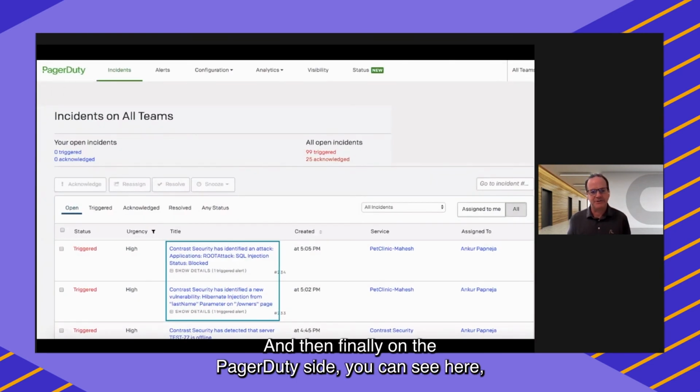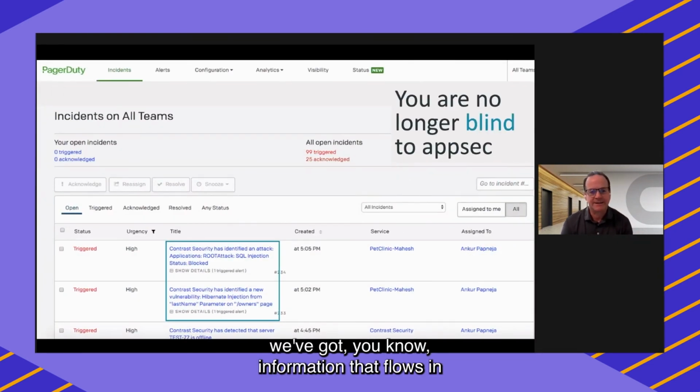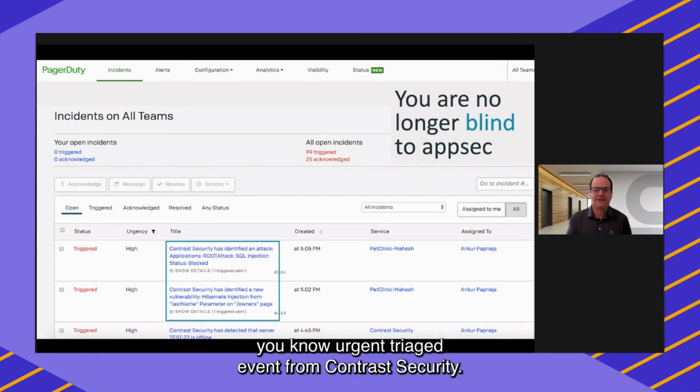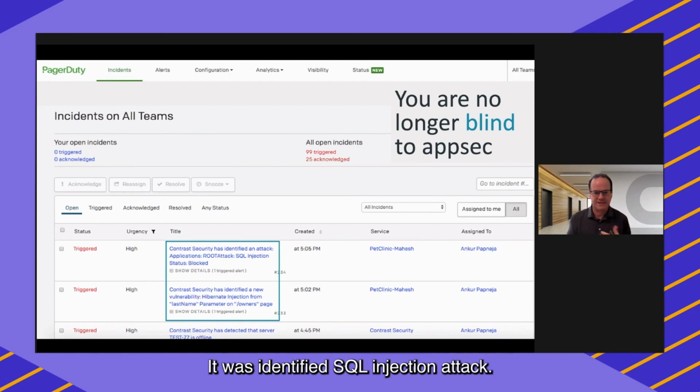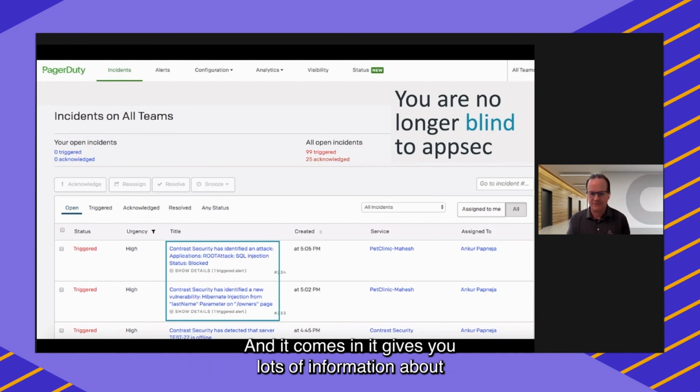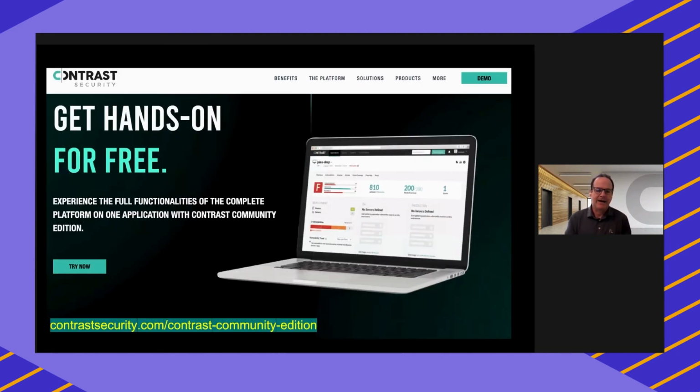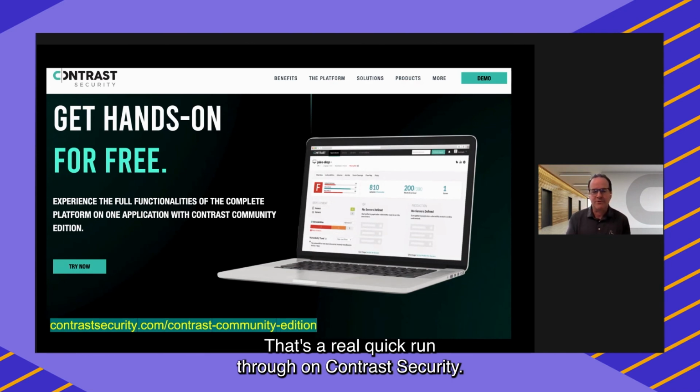And then finally, on the PagerDuty side, you can see here we've got information that flows in. It says, here's a high urgency triggered event from Contrast Security. It was identified as a SQL injection attack. That's a very common attack type that we can find and block, and it comes in and gives you lots of information about what's going on. So you're really getting insights into security from an environment that you're really well familiar with. So the integration into PagerDuty is terrific. That's a real quick run through on Contrast Security.